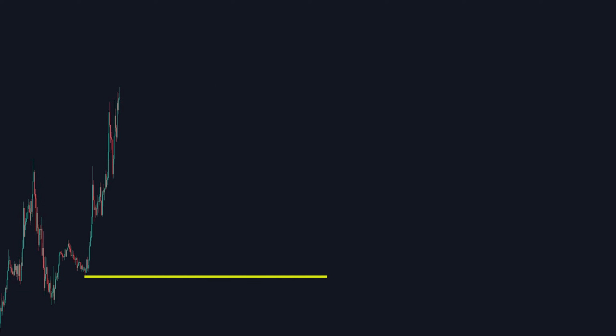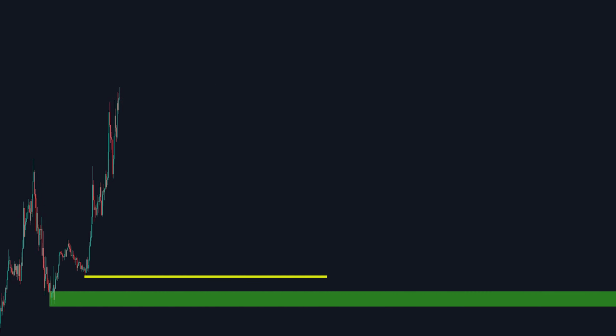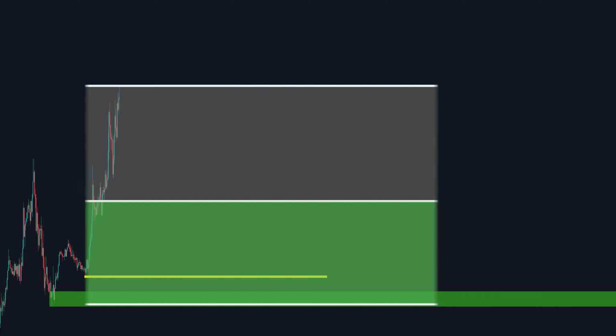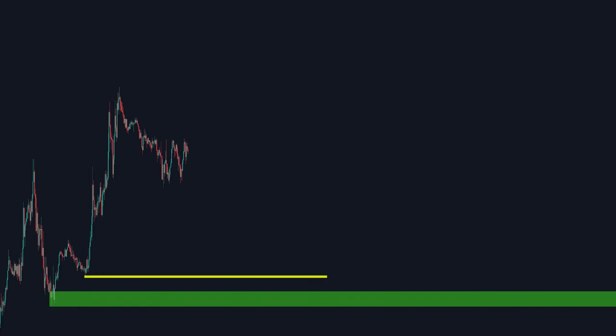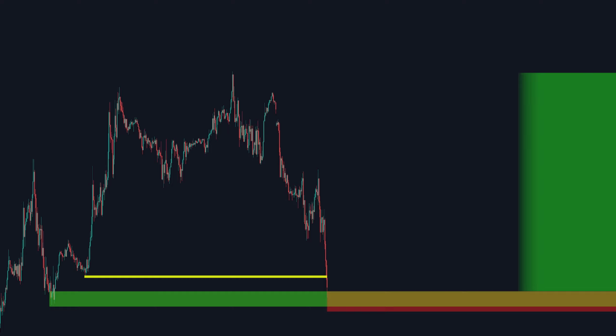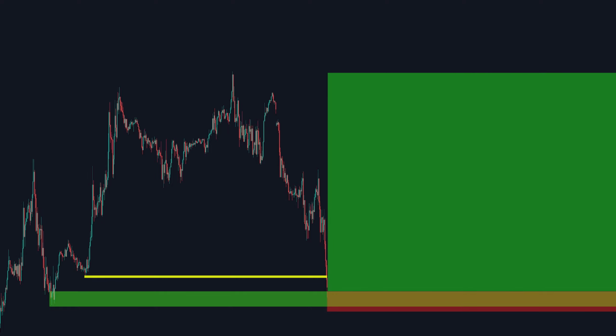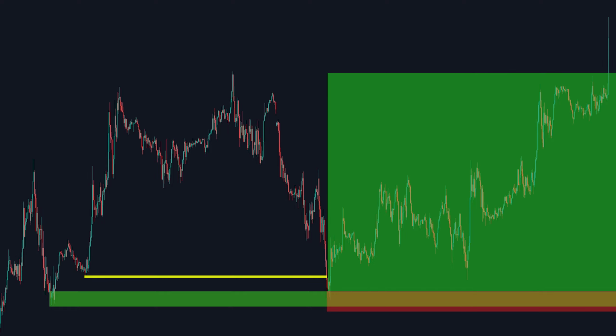Next, mark our area of demand, which is the start of this uptrend starting from this candle. And also note this area of demand is in our discount zone. Wait for price to come to this area of demand, set our stop loss below the area of demand, and set our take profit at the recent high. Let the trade play out, and we get a beautiful winning trade.